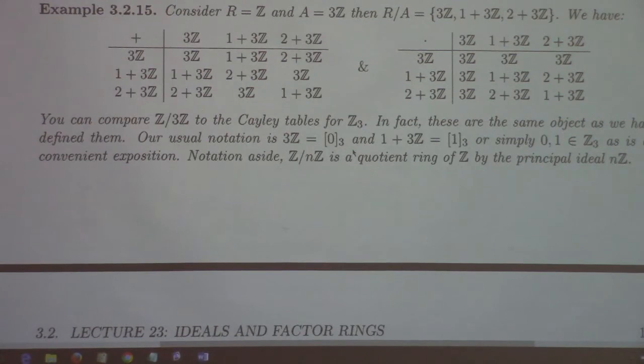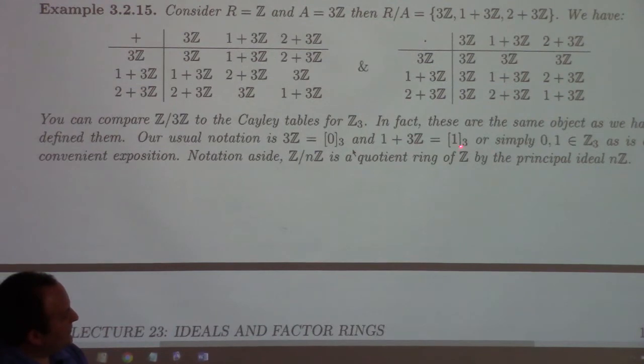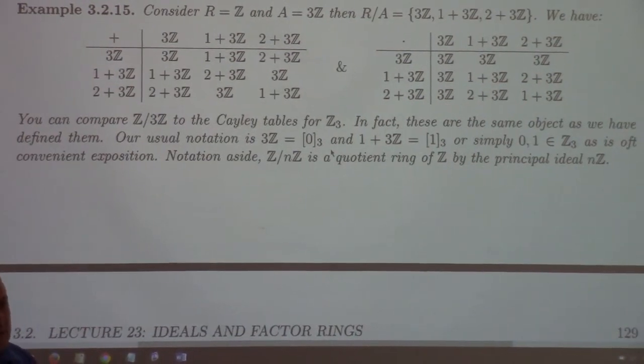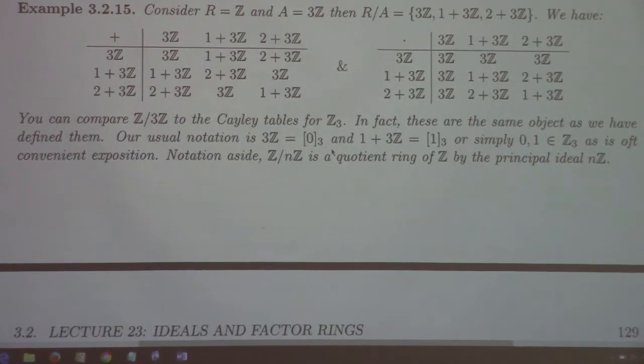Thankfully, I don't use this notation for modular arithmetic. If every time I wrote x, I wrote x plus 3Z, it would get really old really fast. But these are the same thing. Here's the explicit connection. This 1 plus 3Z is [1]. And a lot of times, we don't even write the brackets. When there's not any confusion, we just write 1 in context.